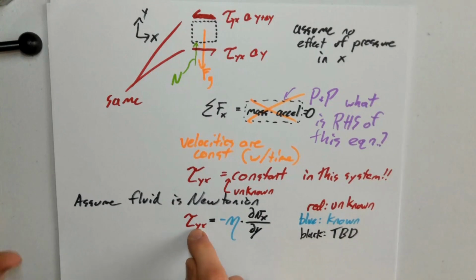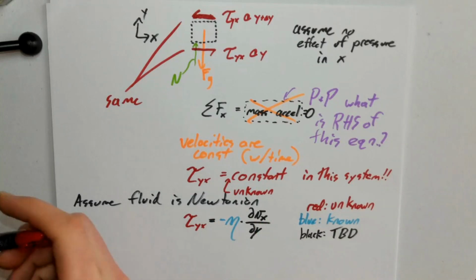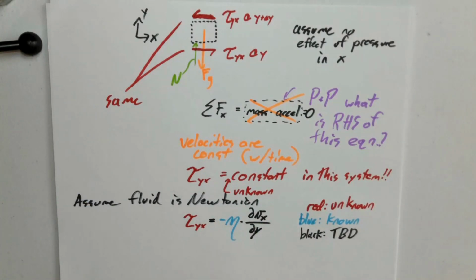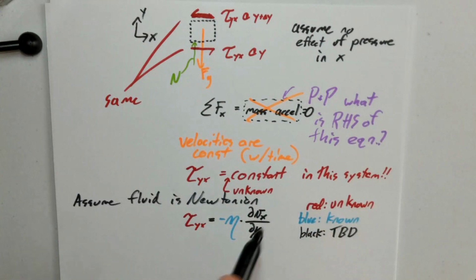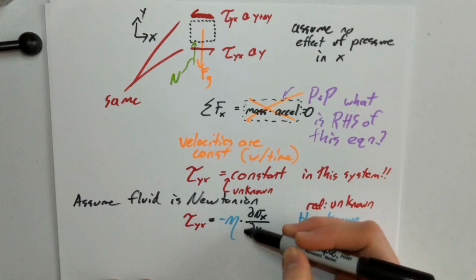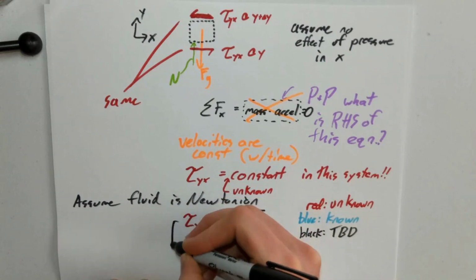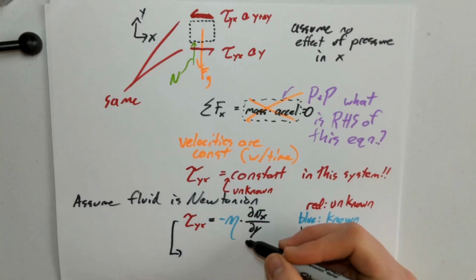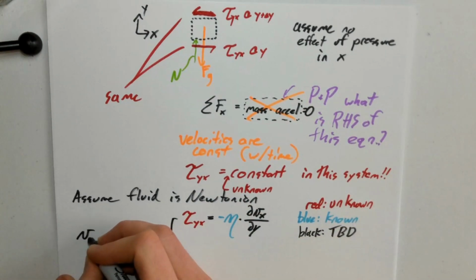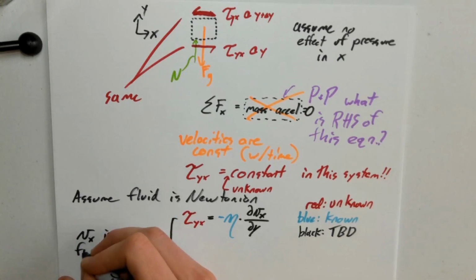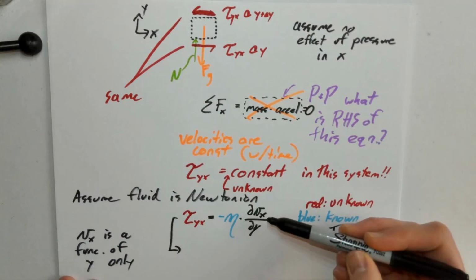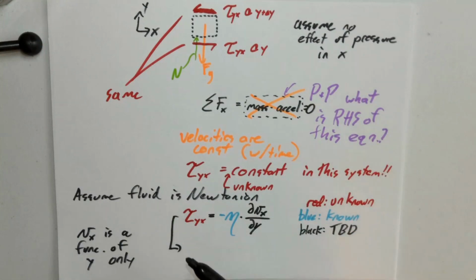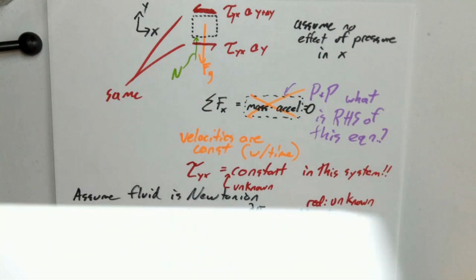So here we have it. Shear stress is a constant, but it's an as of yet unknown constant. But we have this constitutive relationship to help us out. I'm going to skip a few steps here, and we'll talk about these steps in more detail later in this class. Strictly speaking, these are partial derivatives, and we can replace partial derivatives with ordinary derivatives if we assume Vx is a function of y only. If our x velocity is a function of y only, then we can replace partial derivatives with ordinary derivatives.